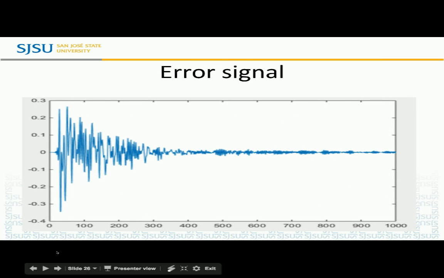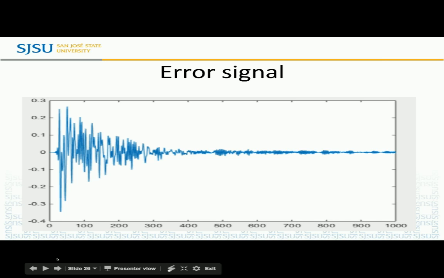I'll show you the error signal. This is the error signal. As you can see, the error signal converged at around 350. Here the number of taps used was 24. For the 24 tap filter, for the 1,000 samples, it converged around 350. As you can see, the error signal keeps reducing with time, and it finally converges to 0.